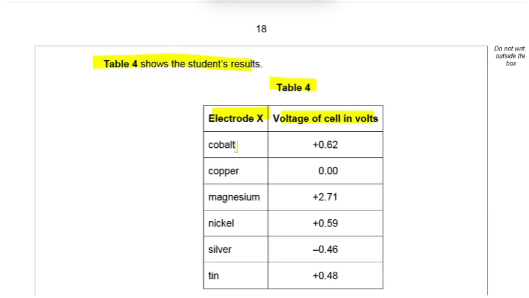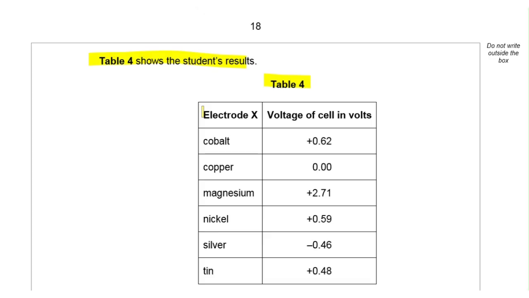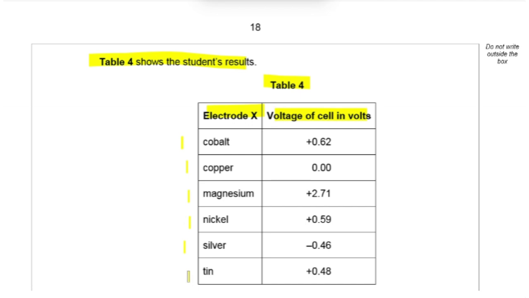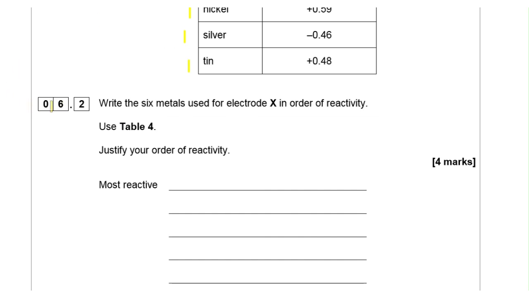Moving on, Table 4 shows the student's results, and here's Table 4. You've got the results for electrode X and the measurement of voltage of each cell in volts. So cobalt plus 0.62, copper is 0, magnesium 2.71, nickel plus 0.59, silver minus 0.46, and tin plus 0.48. 6.2. Write the 6 metals used for electrode X in order of reactivity. Use Table 4 and justify your order of reactivity.